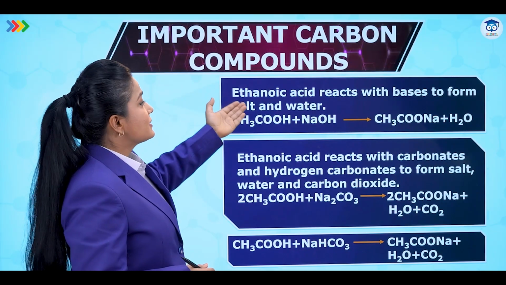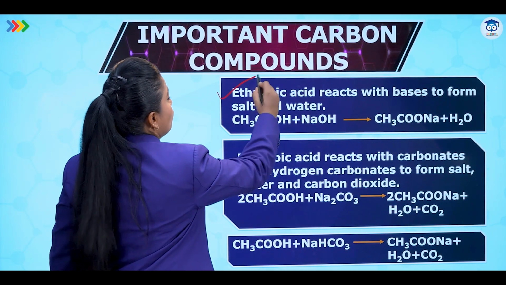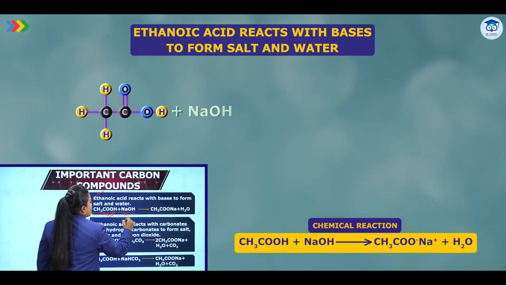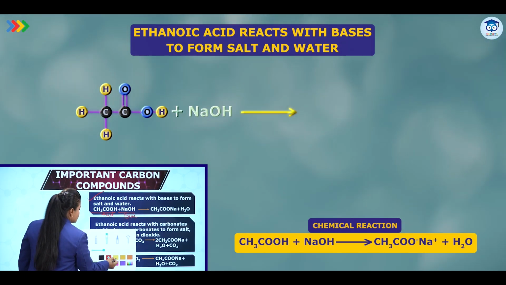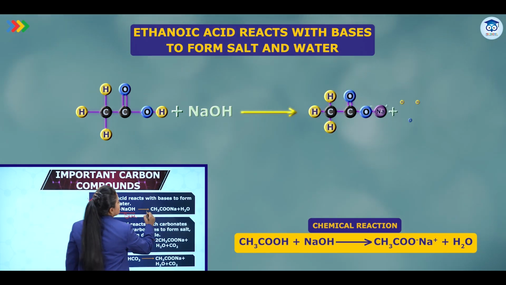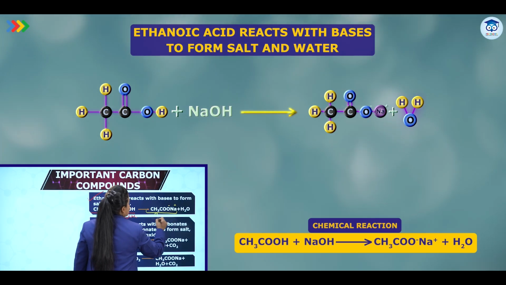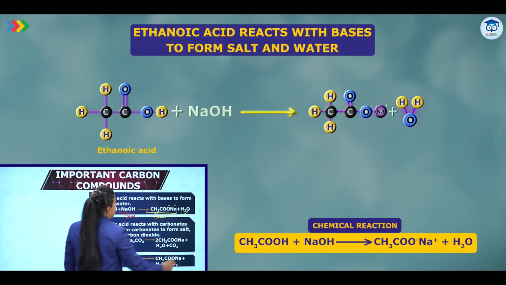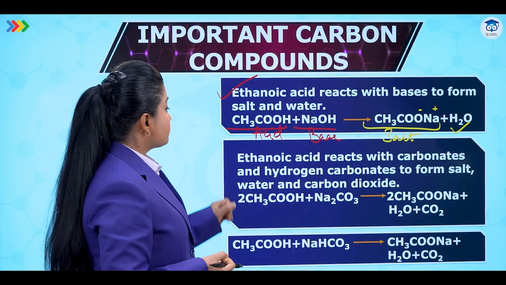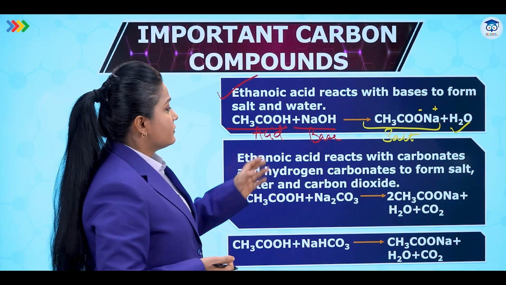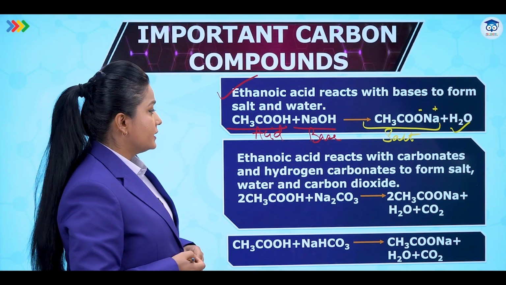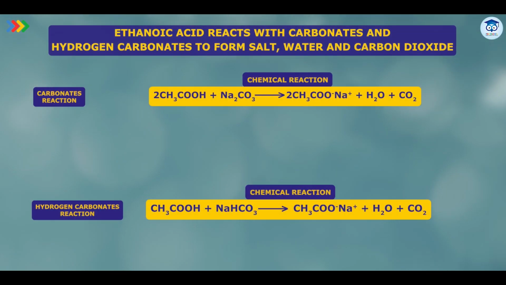Ethanoic acid reacts with bases to form salt and water because it is an acid. And when an acid and a base combine, just like in a neutralization reaction, what is formed? Salt and water. So this CH3COO negative Na positive is the salt over here and water is formed, just like a normal neutralization reaction. We can also see that ethanoic acid reacts with carbonates and hydrogen carbonates to form salt, water and carbon dioxide gas. Remember we have covered this part.